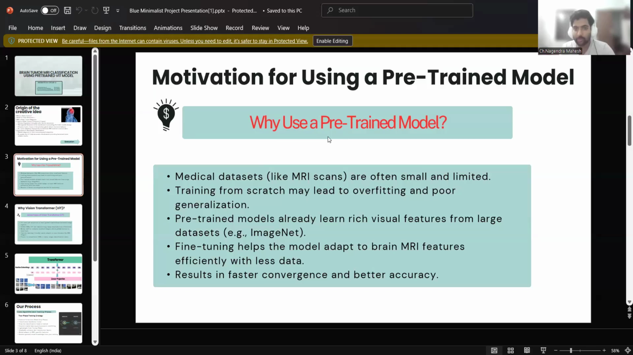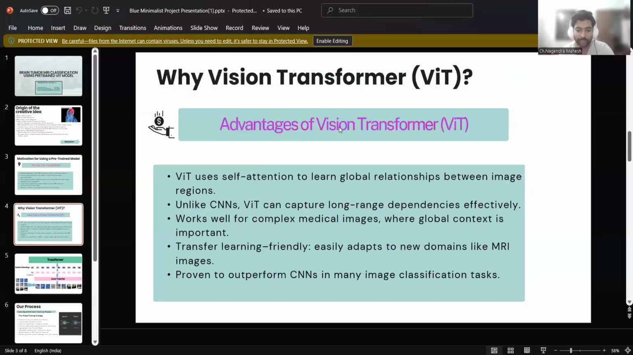After taking a pre-trained model, we have to fine tune it, because after fine tuning, it will adapt to our particular case. In our case, we are using it for MRI scans, so fine tuning helps us adapt it. It also gives us faster convergence and better accuracy.